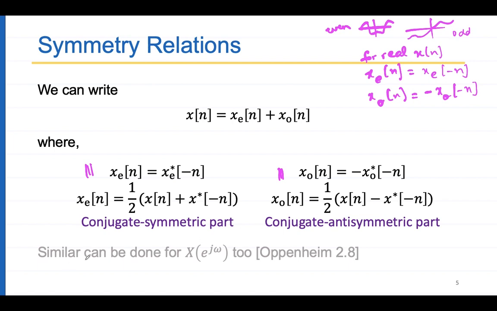Similarly, this can be done for the Fourier transform X(e^{jω}). You can define X_e and X_o, and the same relations apply there too.